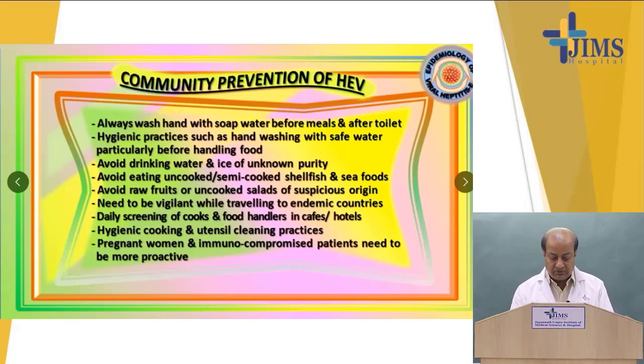One needs to be vigilant when traveling to the endemic areas, especially the endemic countries like the Southeast Asian and East Asian countries and the African countries. Daily screening of the cooks and the food handlers in the face of an impending epidemic or a threat of epidemic jaundice is also very important. Hygienic cooking and utensil cleaning practices need to be reinforced. Pregnant women and immunocompromised patients need to be more proactive in protecting themselves to avoid contracting hepatitis E virus.